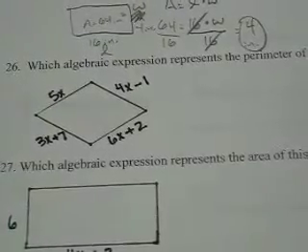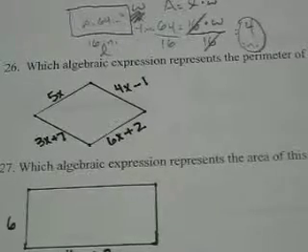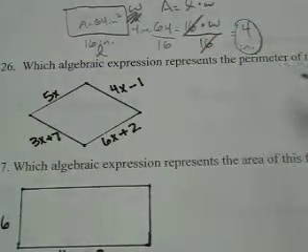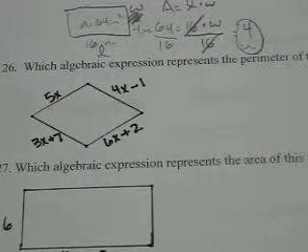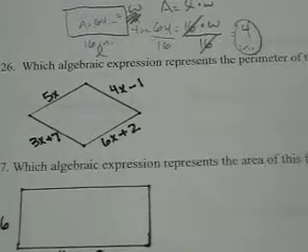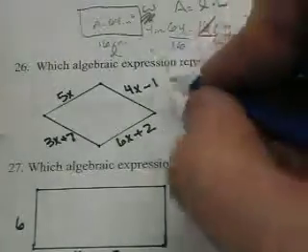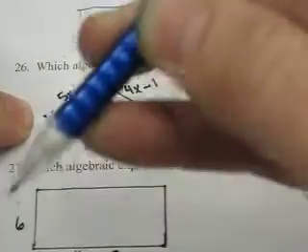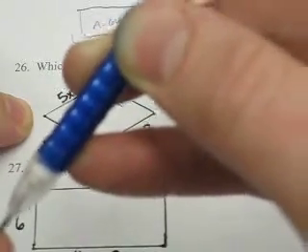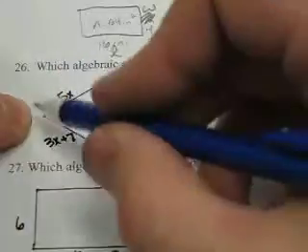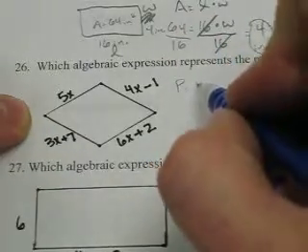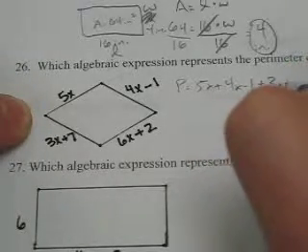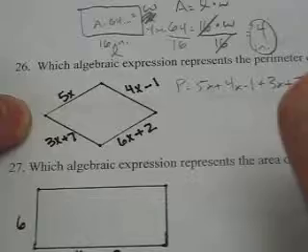Number 26 says write which algebraic expression represents the perimeter of this figure. Okay, so this problem will probably be multiple choice on the test by the way that it's worded. So what we need to do on 26 is to find the perimeter. We know that to find the perimeter of any shape, all we need to do is to add up the lengths of the sides. Doesn't matter if the sides have variables or anything, we just need to add up all of the sides. So our perimeter in this problem is going to be 5x plus 4x minus 1 plus 3x plus 7 plus 6x plus 2.